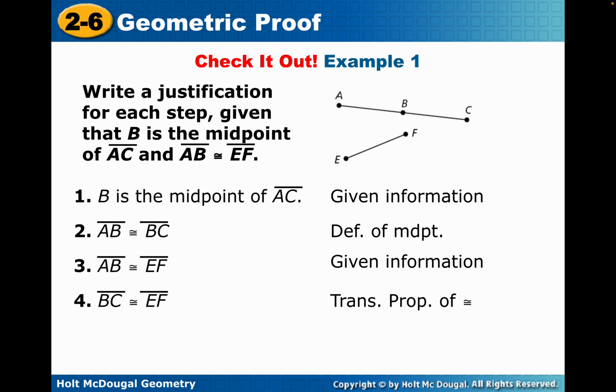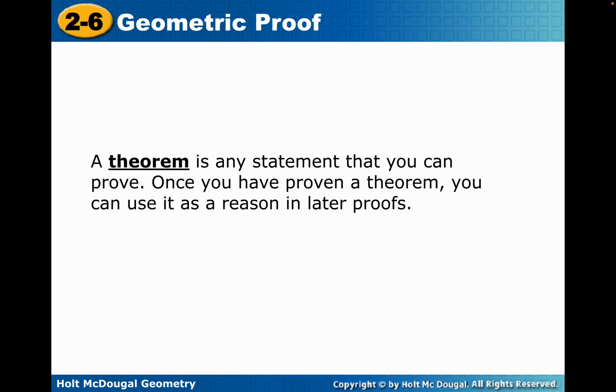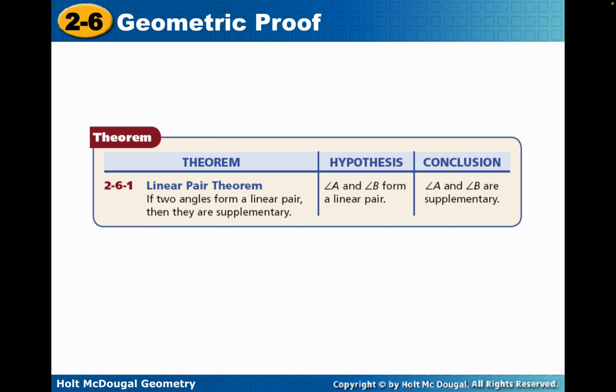Okay. We see where we got all that stuff. Now, we're going to have some theorems as well. You don't have to really worry about writing this down, but just know this is any statement that you can prove. Once you have proven a theorem, you can use it as a reason in later proofs. With theorems, we might have the linear pair theorem. Just know, if two angles form a linear pair, then they are supplementary.